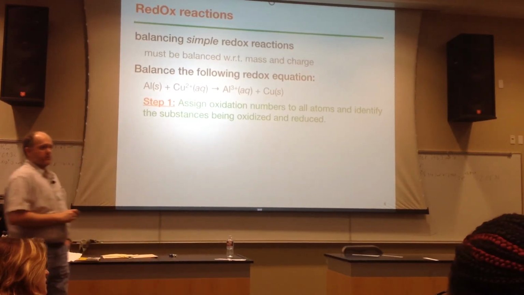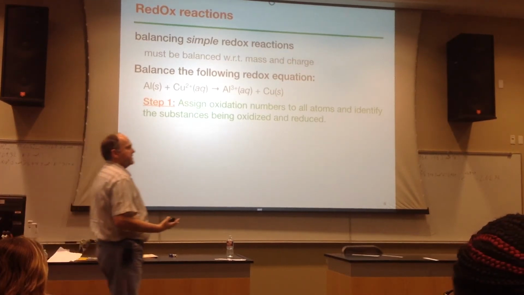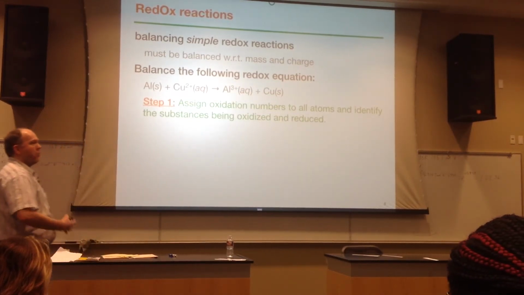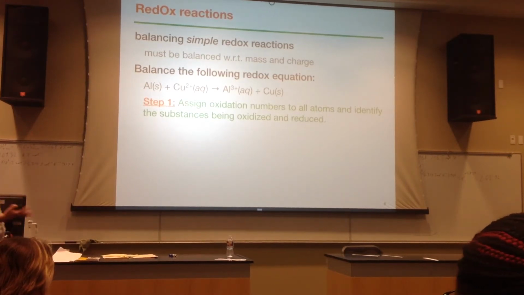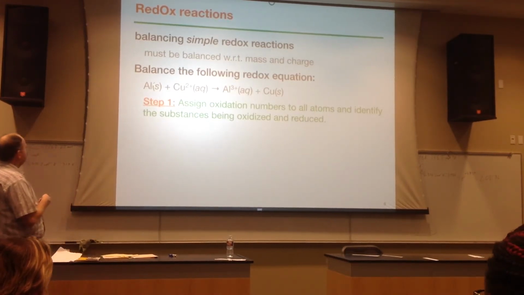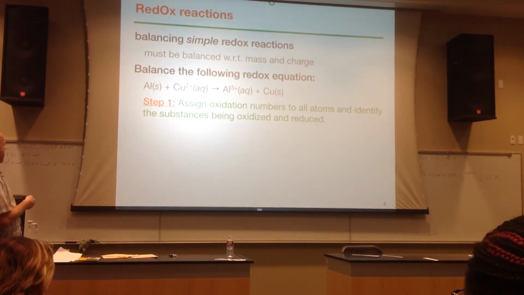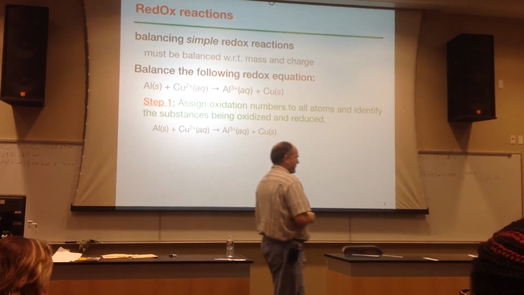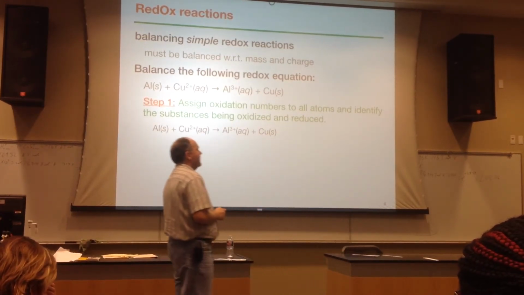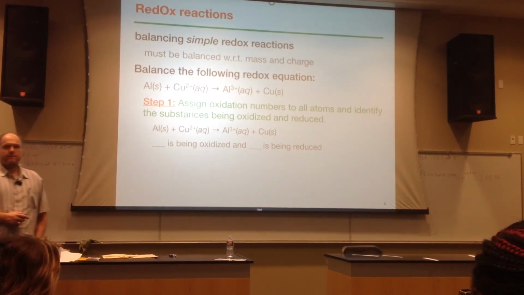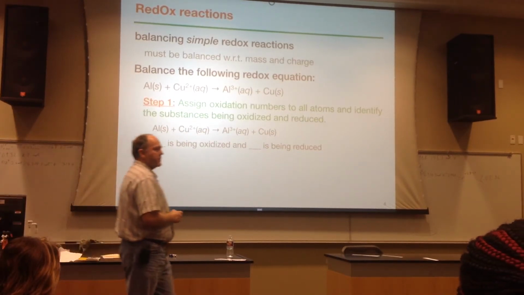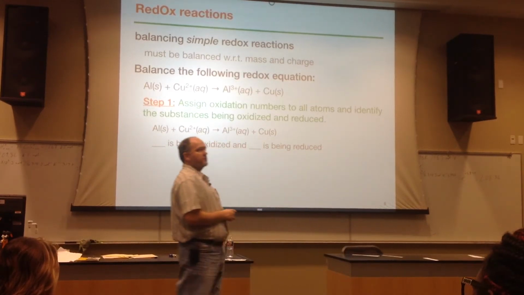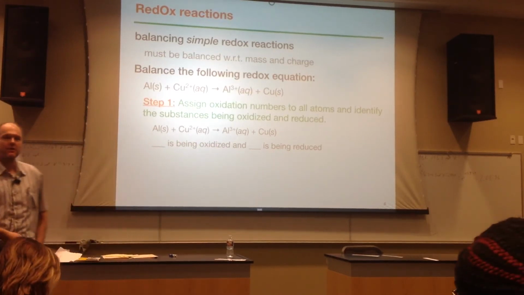Well, oxidation numbers. If I have something in its elemental state, then it has an oxidation number of 0. Otherwise, if I have a charged species, the oxidation number is that charge. So this is aluminum 0, this is aluminum 3 plus, this is copper 2 plus, this is copper 0. Not too difficult. Okay? So I've got all my oxidation numbers already taken care of. What's being oxidized? What's losing electrons? The aluminum. So aluminum is being oxidized, which means copper is being reduced.